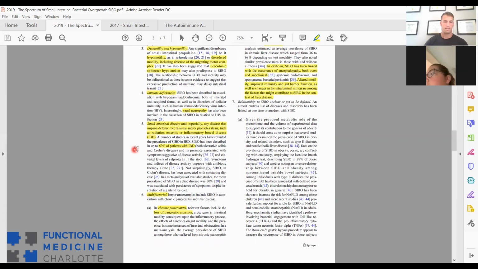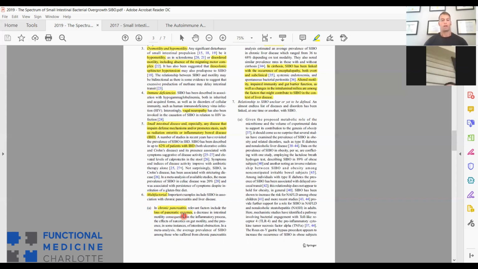If you have small intestinal disease, whether that's inflammatory bowel disease like Crohn's or ulcerative colitis, or celiac disease, then those things have been found in the research to promote SIBO. One study found that up to 62% of patients with inflammatory bowel disease, both ulcerative colitis and Crohn's, have SIBO present. And then chronic pancreatitis can result in SIBO.